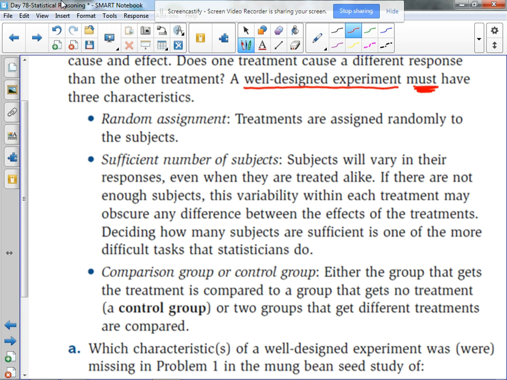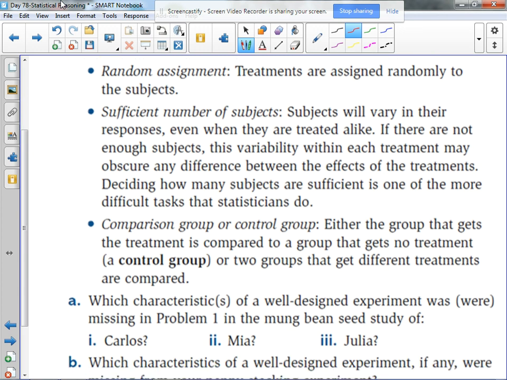Sometimes it's hard to decide how much a sufficient number is, but you definitely probably want more than 10 if possible. Okay, and then you have to have something to compare it to, which is called a control group. A comparison group would be if you're comparing 2 different types of treatments. A control group is a group that doesn't get the treatment. A group that gets no treatment is the control group, or 2 groups that get different treatments are compared. So we have to have those 3 things in order for it to be a well-designed experiment.